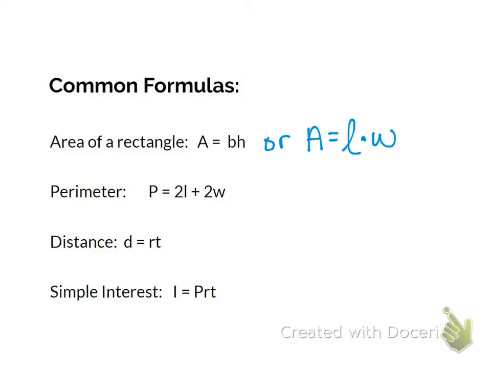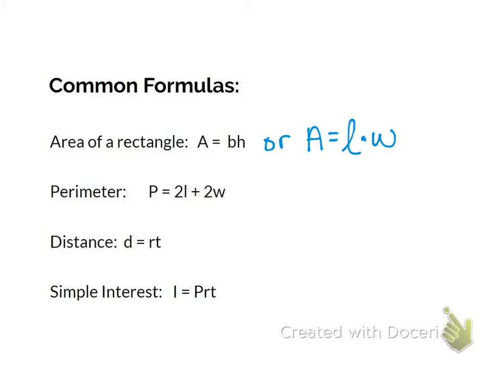Perimeter, 2 times the length plus 2 times the width. Distance equals rate times time. That's one we've definitely talked about a couple times in word problems. The last one, simple interest: I is equal to P, which stands for the principal amount, times the rate times time.